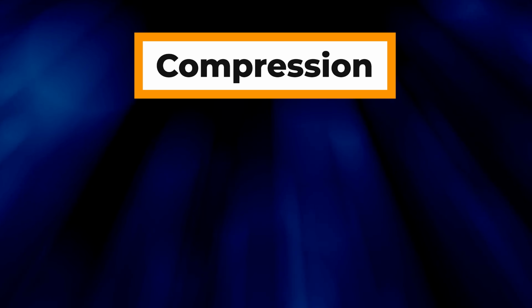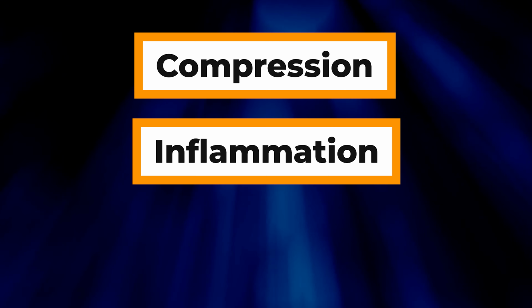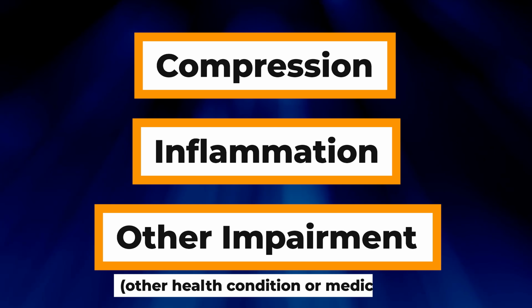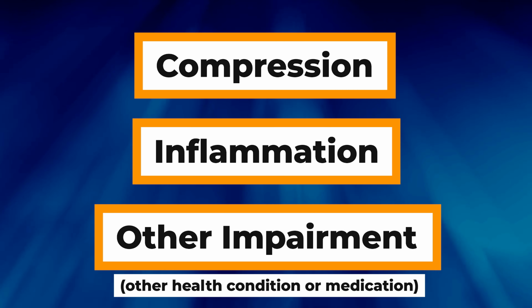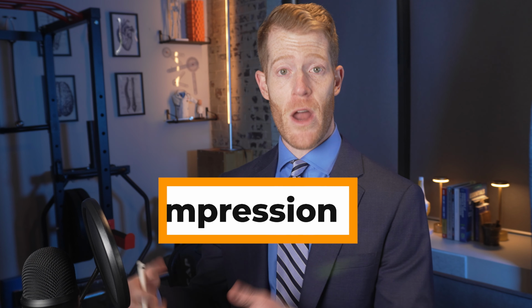Now, why does sciatica, i.e. lumbar radicular pain or radiculopathy, happen? Although not exhaustive, it's easiest to think of it as happening due to one of 3 reasons. A, compression of the nerve, or B, inflammation of the nerve, or C, impairment of the nerve by some other health condition or medication. Let's talk about compression first.